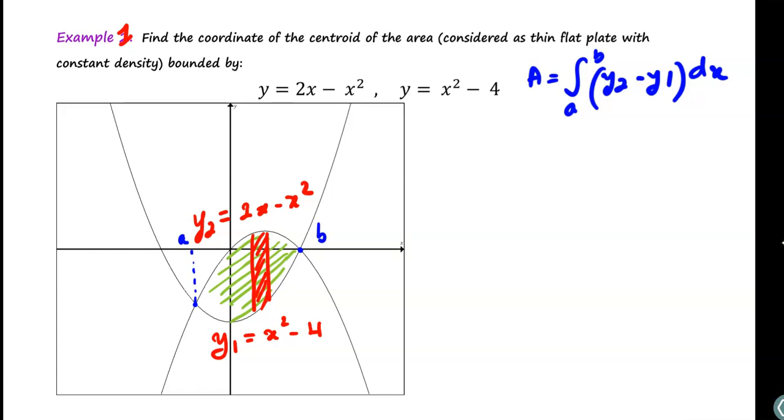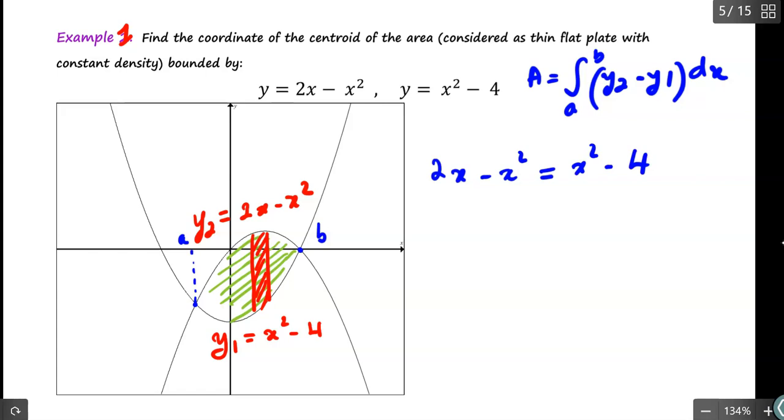A and B are the points of intersection of these two functions. So I'm going to let 2x minus x squared equal x squared minus 4. Let the two functions equal each other. Then from here, I can solve for the values of x. So now you see that you are working with a quadratic equation in this case.